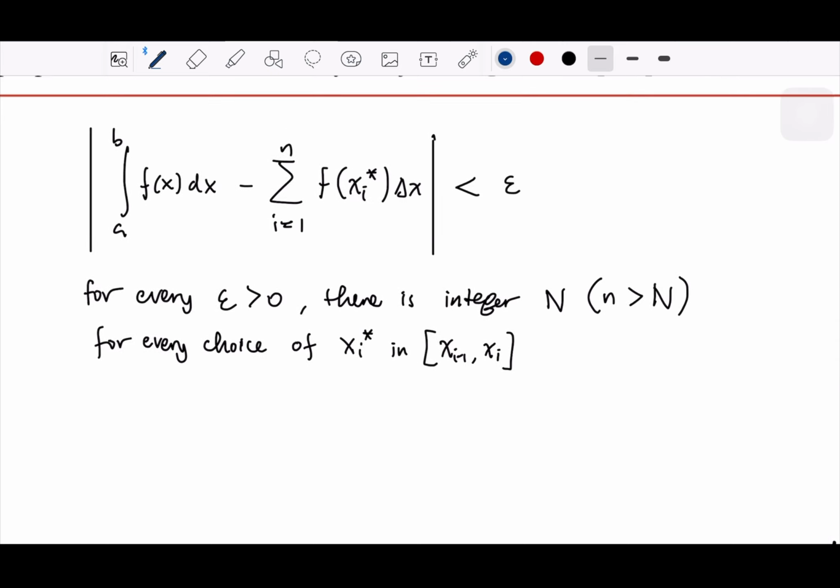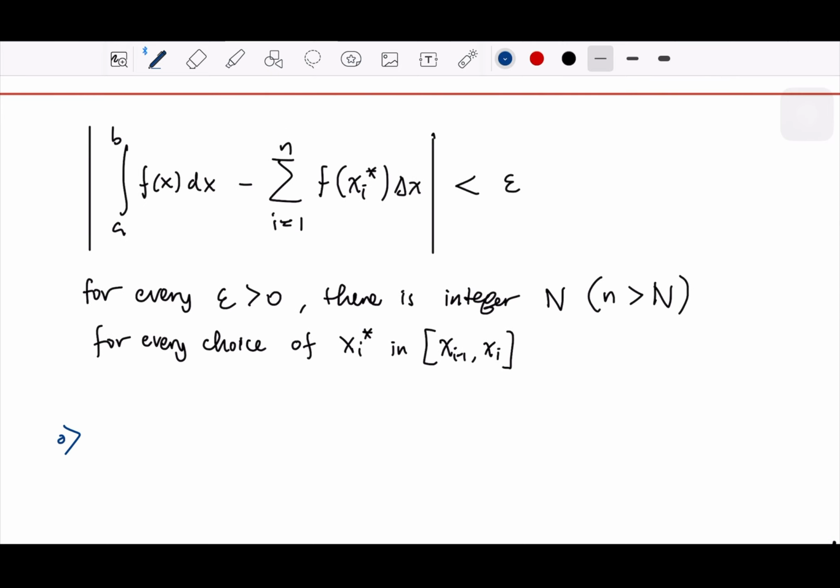And also we could call this sum the Riemann sum. Riemann sum.